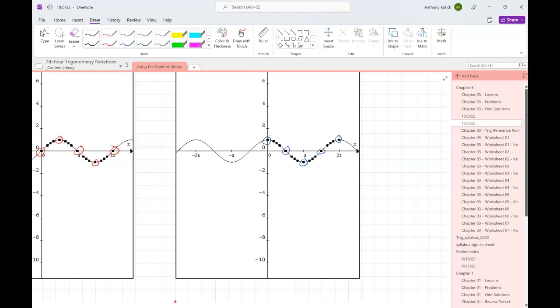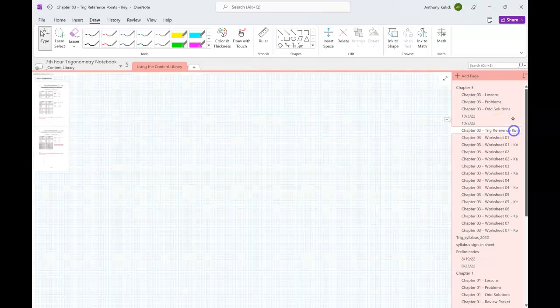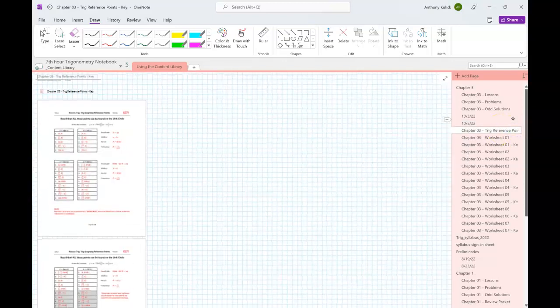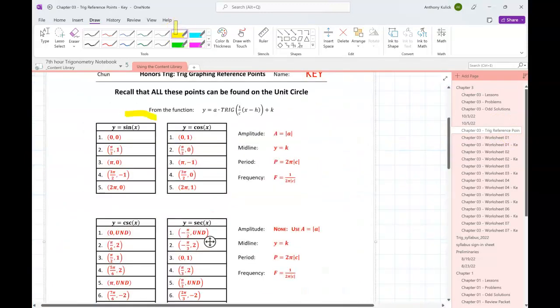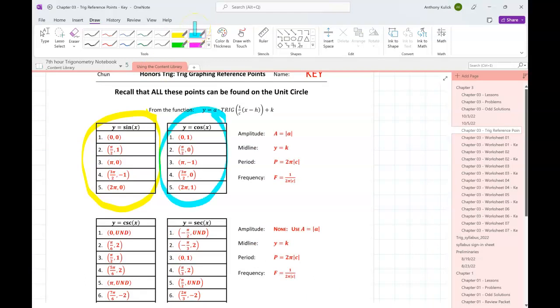Now, you're going to say, Mr. Kulik, what are the coordinates for those points? Like, do I have to memorize those? Well, nah, dude. I put them all into this sheet right here that has the key points or the reference points for sine and cosine that I've collected here. Would you have to memorize these?